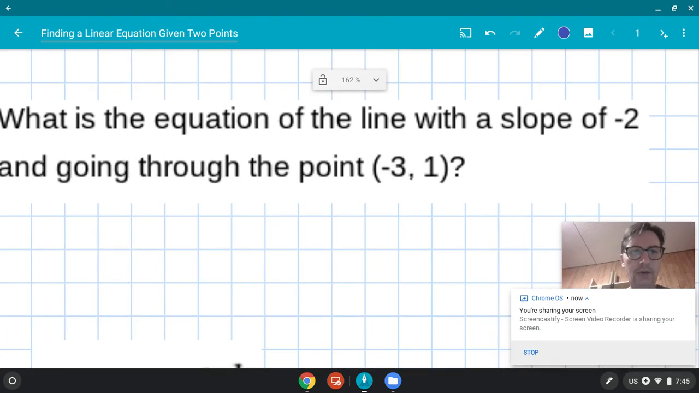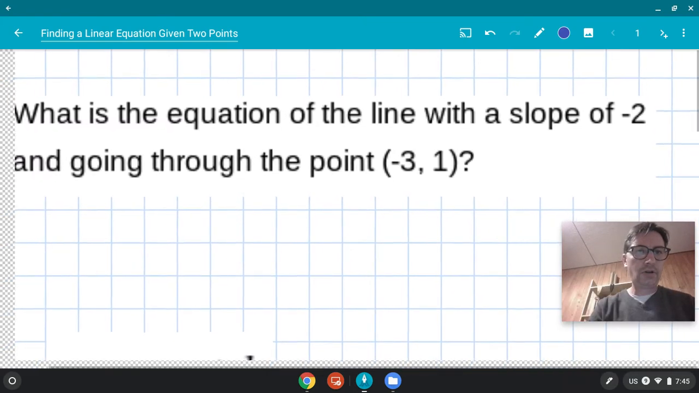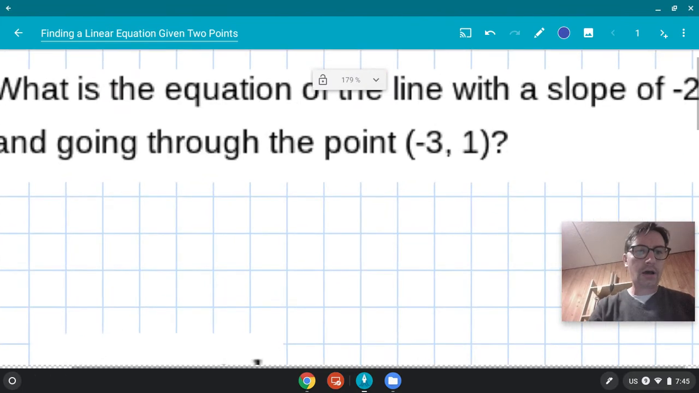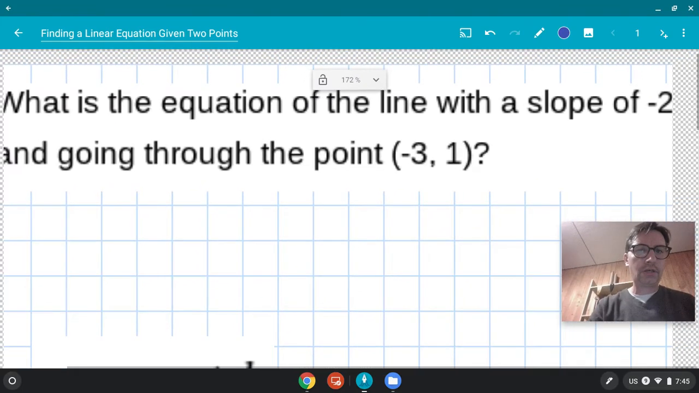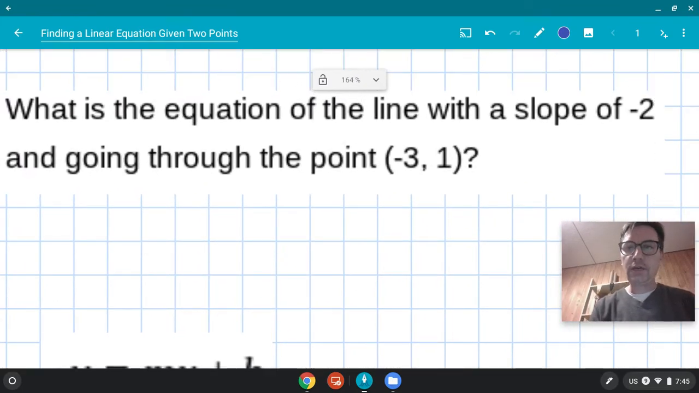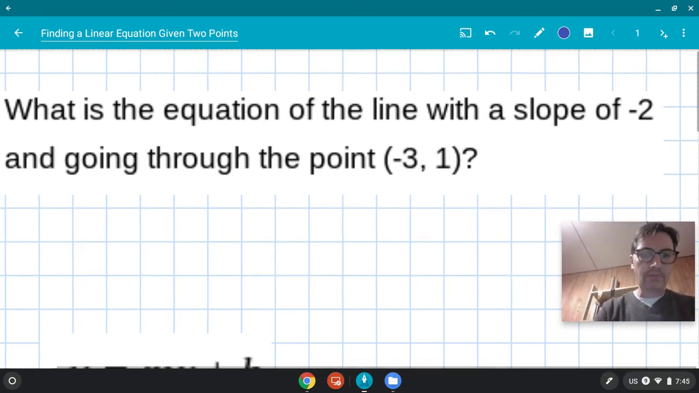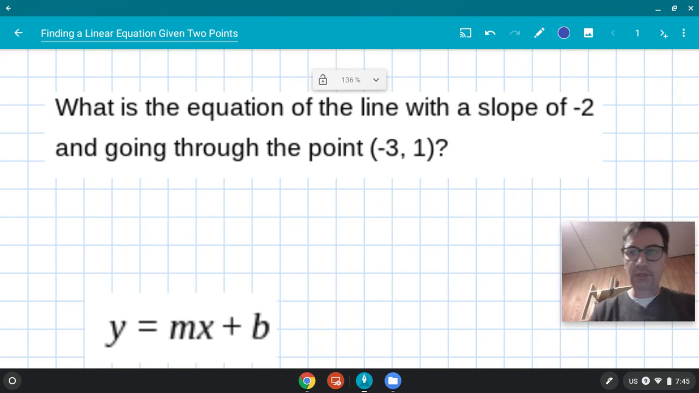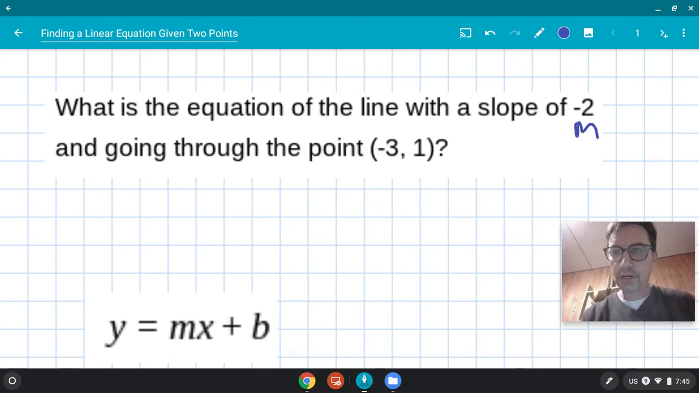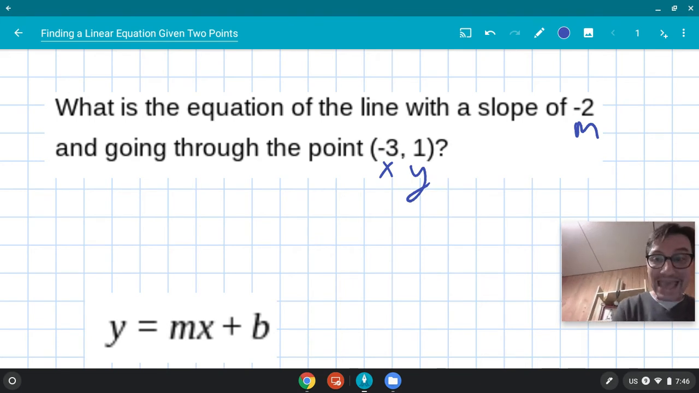Hello, and we're back. We are looking at finding the linear equation given 2 points. First, we're going to look at finding an equation given a slope and a point. So you probably remember y equals mx plus b, and this is our slope, which we're going to call m, and our point, which we're going to call x and y. So you can find the equation with this information, right?